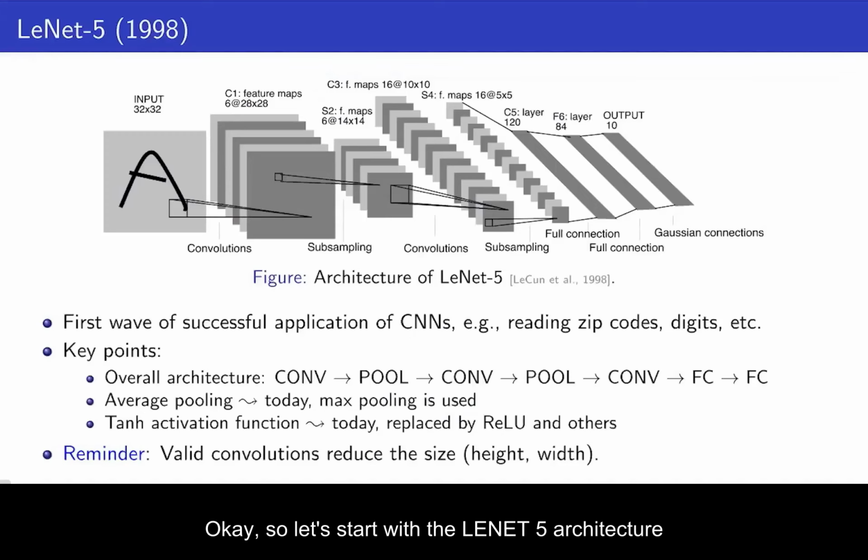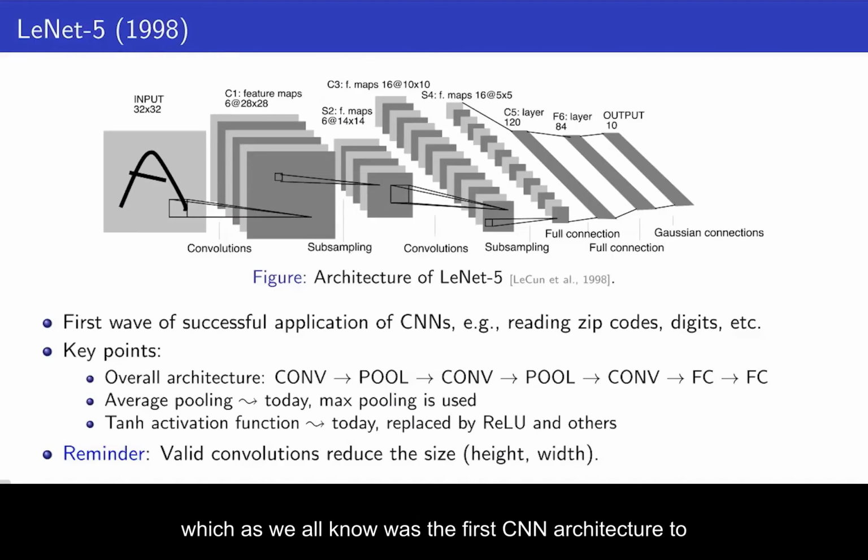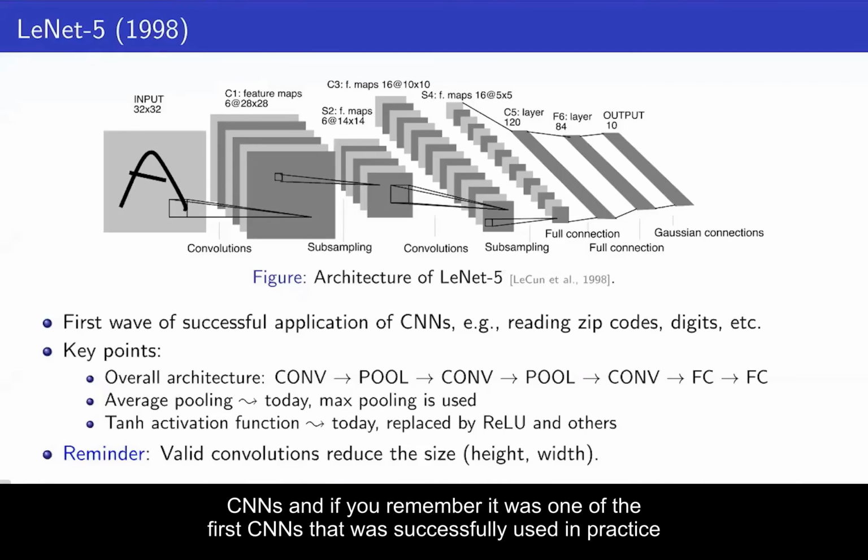Okay, so let's start with the LeNet-5 architecture. This was one of the first CNNs that massively inspired the AlexNet architecture, which, as we all know, was the first CNN architecture to significantly raise the bar on the ImageNet dataset. We already discussed the LeNet-5 architecture in our lecture on CNNs. And if you remember, it was one of the first CNNs that was successfully used in practice.